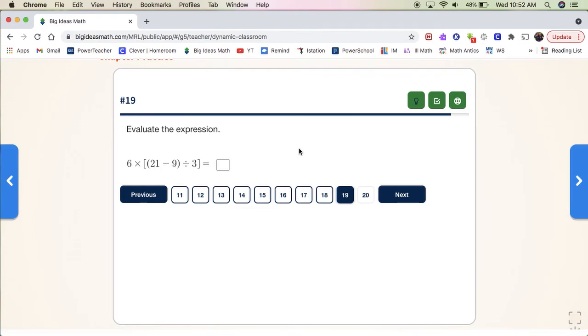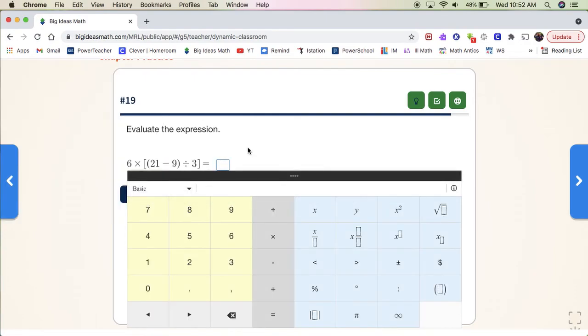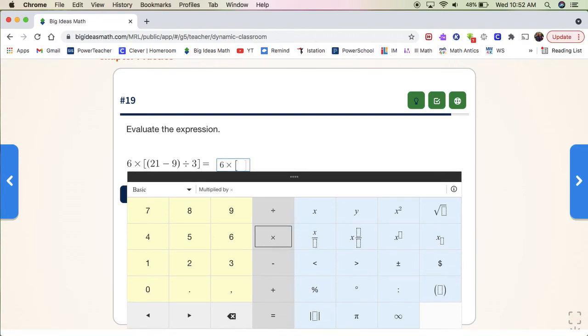Parentheses inside of our bracket. So we're going to start with the parentheses and work our way out. I'm going to see if it's going to let me type all of this in here. We'll see. So I've got my brackets. I'm going to keep those brackets for right now. And 21, we're going to take care of the parentheses first. 21 minus 9 is 12. And then we're going to keep the rest of it divided by 3. And then we have our end brackets.